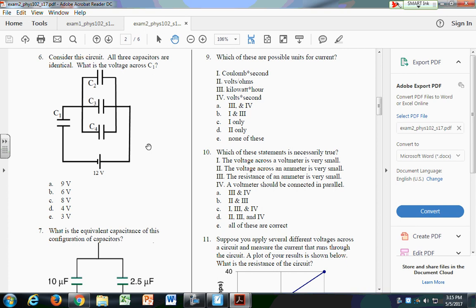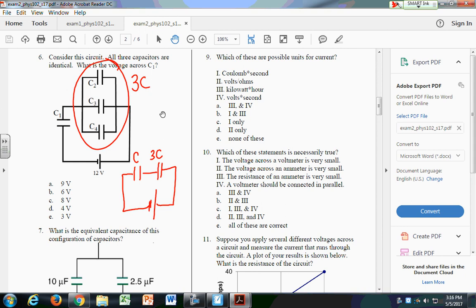So I have these three capacitors in series. I know they add up to C plus C plus C. They add up to 3C. And so what I get in my circuit is a 3C capacitor in series with a capacitance of value C. So one has 3 times the capacitance of the other, and then I know that I have 12 volts here. So now a couple things that I know.